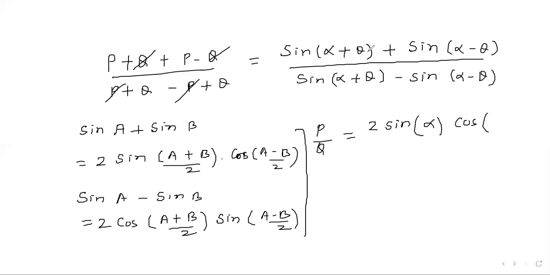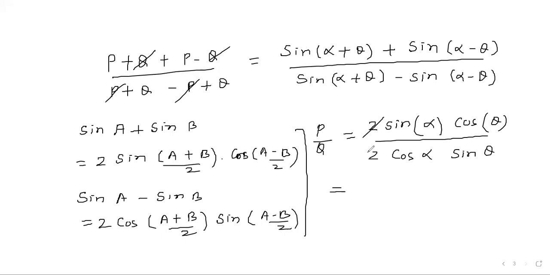so alpha plus theta minus alpha, and this minus will become plus, so alpha will cancel out and theta will be left. So theta divided by, here according to this formula, 2 cos A plus B by 2, that is 2 cos alpha, and then sine theta.